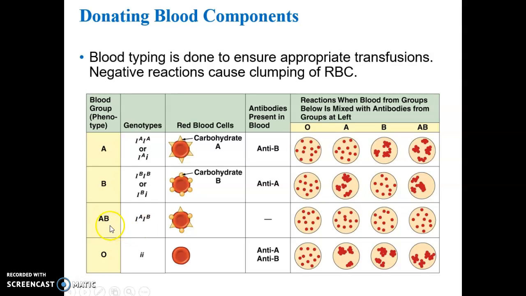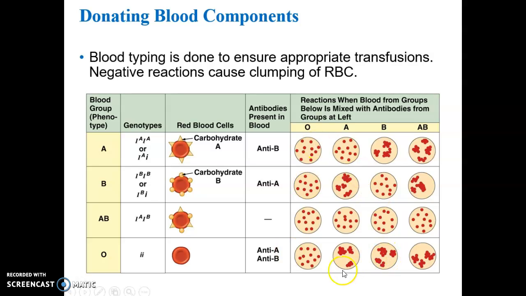Notice patient AB now. Since their red blood cells have both surface molecules, patient AB produces no antibodies. Patient AB can receive blood from any donor. And finally, blood type O, since they do not have any surface molecules on their red blood cells, they produce both antibodies, anti-A and anti-B antibodies, which means blood type O, the only safe donor is going to be blood type O. Blood type O donor has no surface molecules to be attacked by patient blood type O's antibodies.